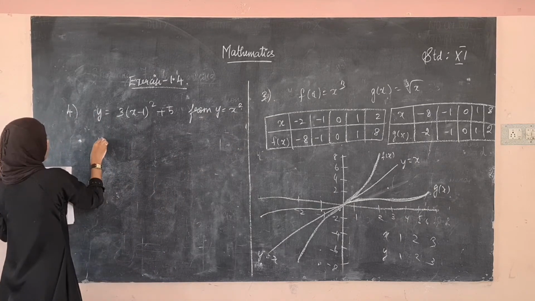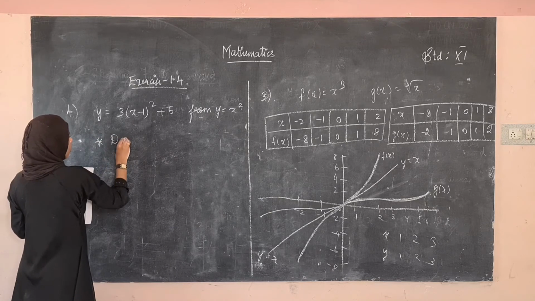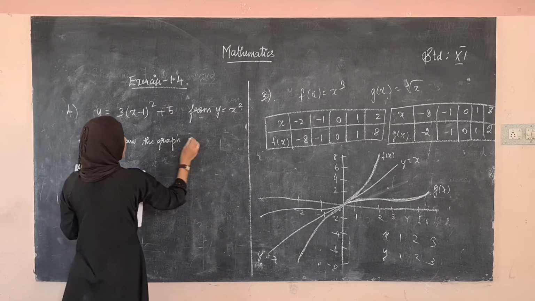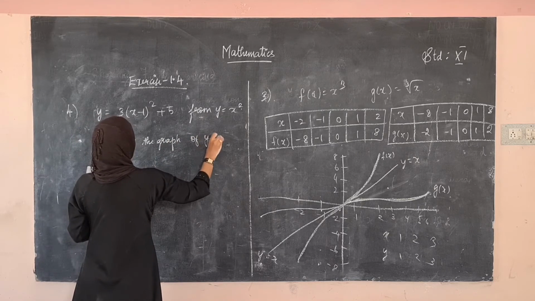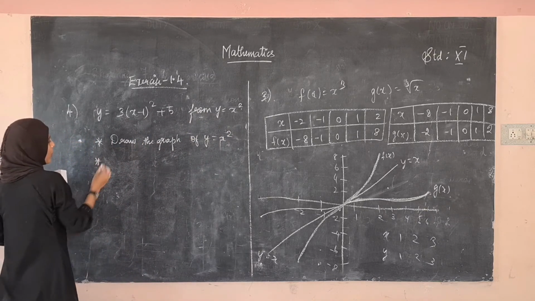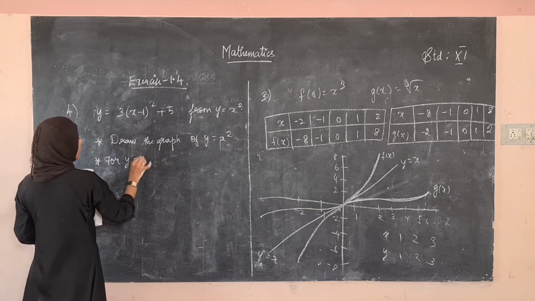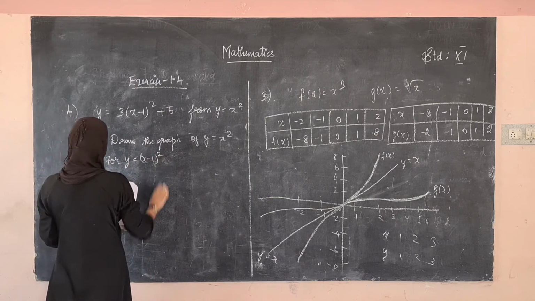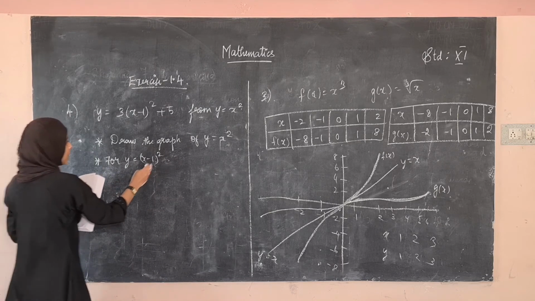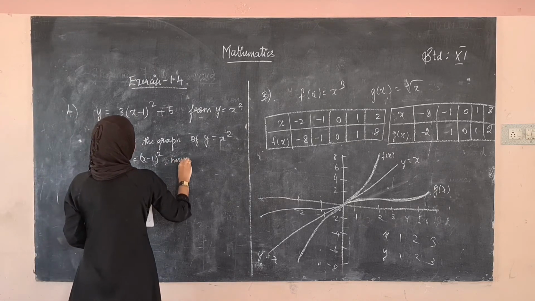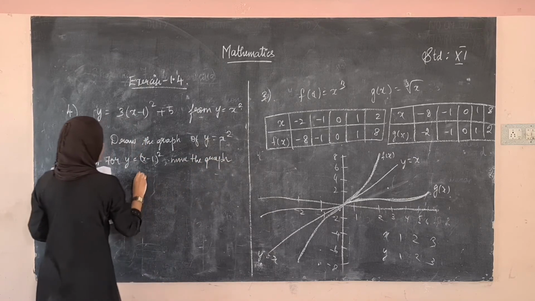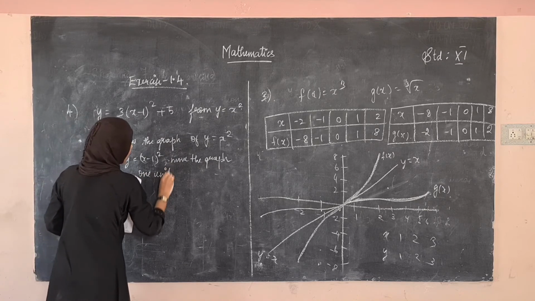See here, first we have to draw the graph of y is equal to x square. From that we are going to write this. Okay, then for y is equal to x minus 1 the whole square, this is in the format of f of x minus c, that is move the graph. What happens? The graph moves 1 unit rightwards, 1 unit to the right.